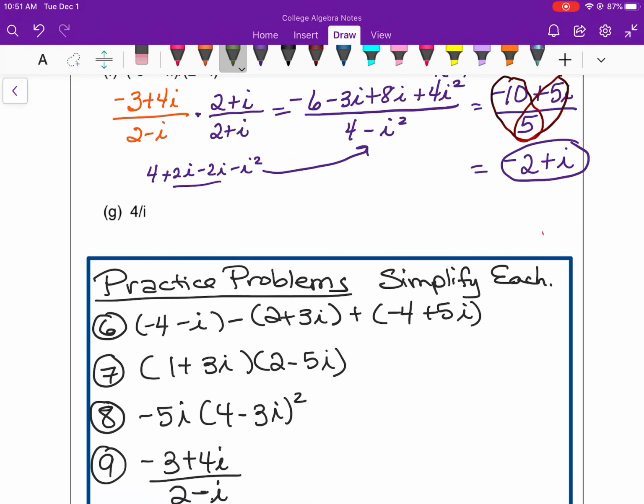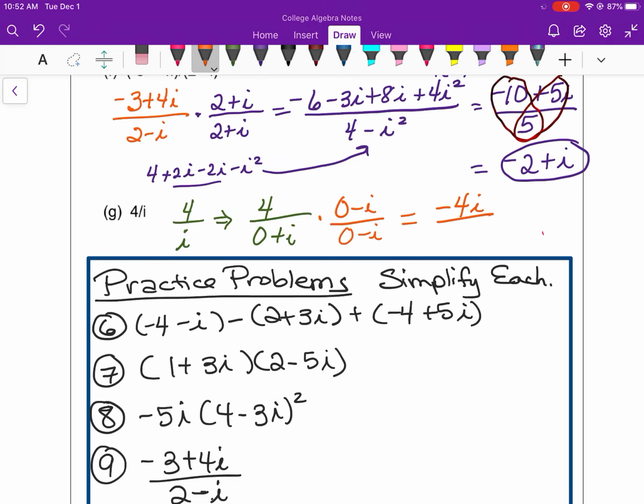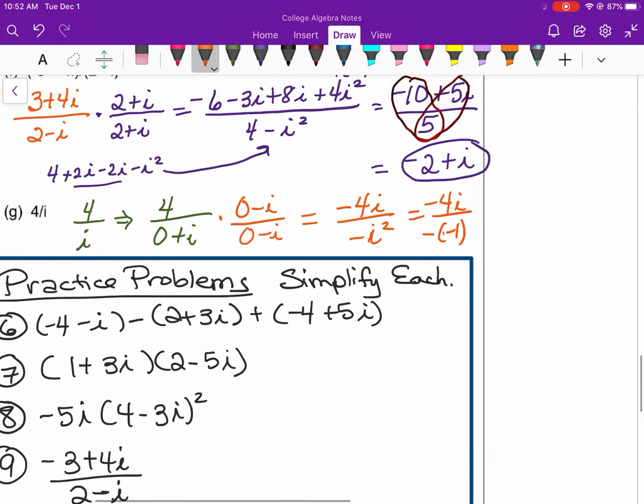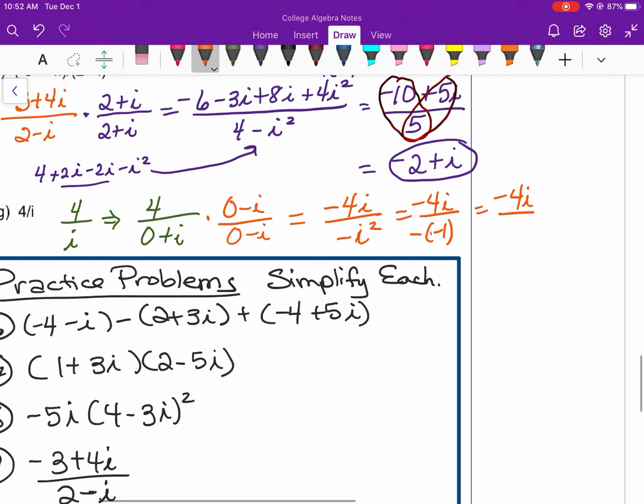And G. G is just showing you that even this type of problem can be done by using the conjugate of the denominator. So 4 divided by i can be written this way. And then if I multiply by the conjugate, I'll have -4i over, and then when I FOIL that out, I'll just end up with -i squared. And so I get -4i back.